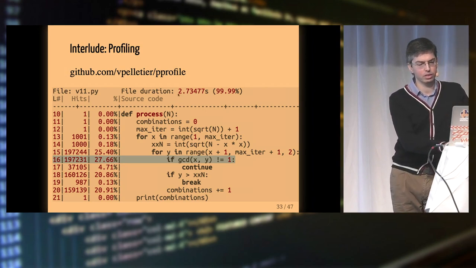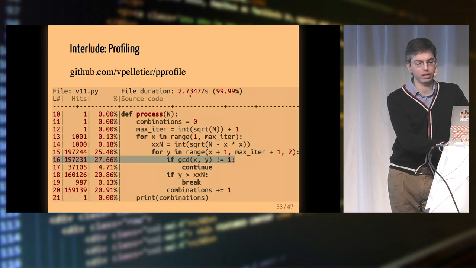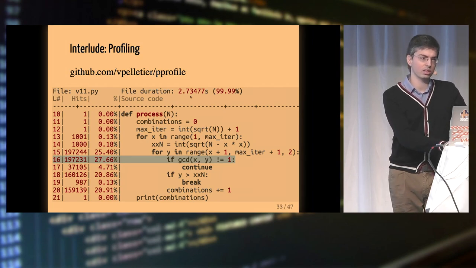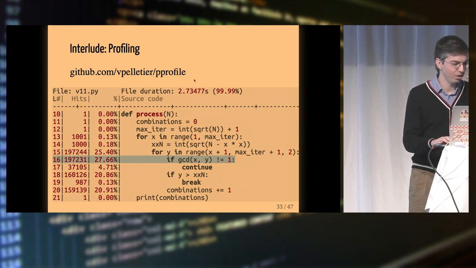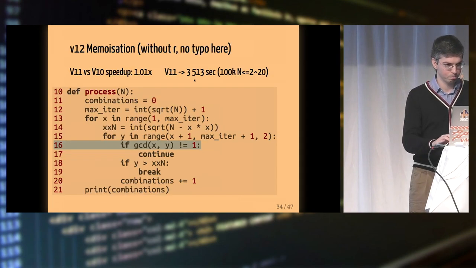Here we can see that the file duration was 2.7 seconds. But this algorithm without the profiler took just 0.06 seconds. So this means that adding the profiler made the code 50 times slower. Usually, you don't want to have code 50 times slower in production. So know that when using profilers.